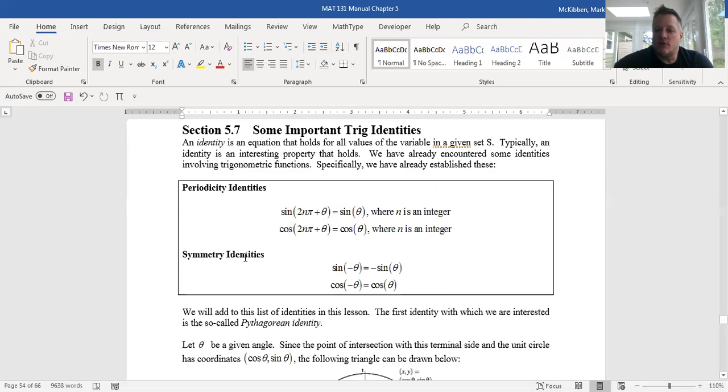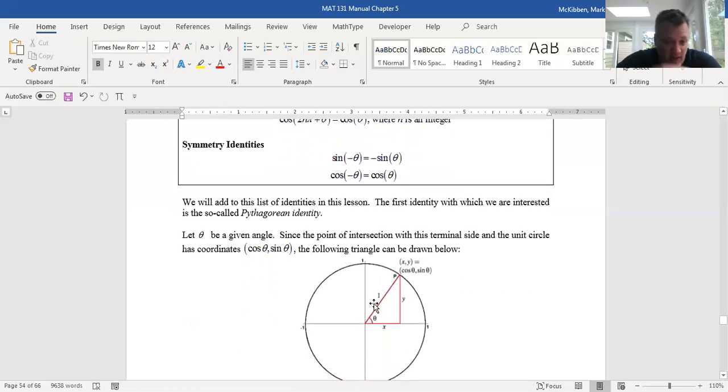And then in terms of symmetry identities, the sine is odd, the cosine is even, and we also proved that the tangent is odd. So you can add that one in here. Now we're going to add a few to this list. The first one that occurs all the time is something called the Pythagorean identity. It falls right out from the definition of the circle.